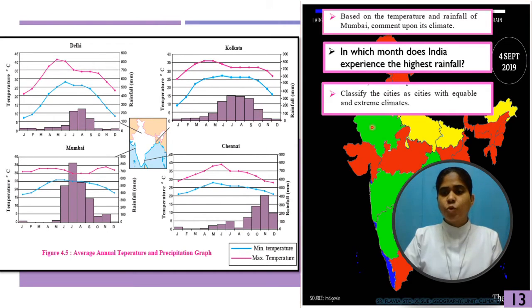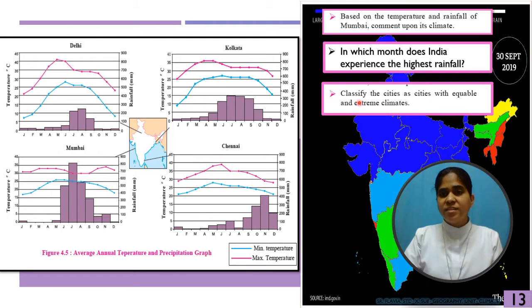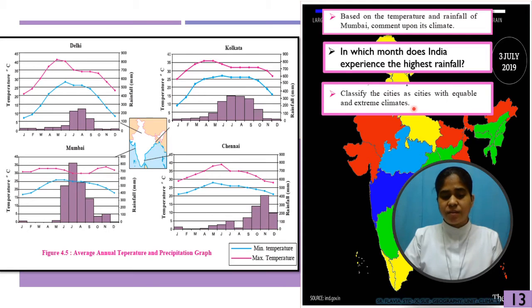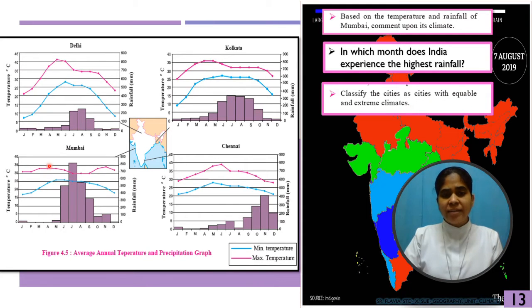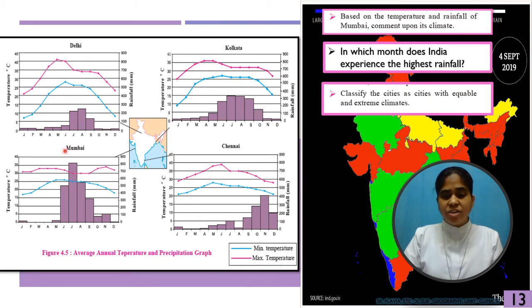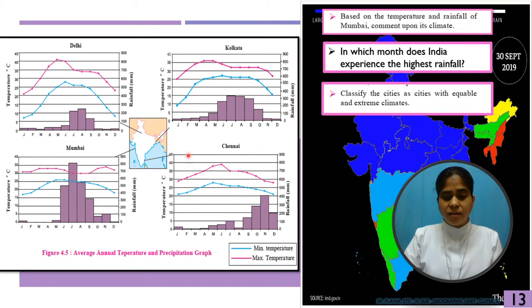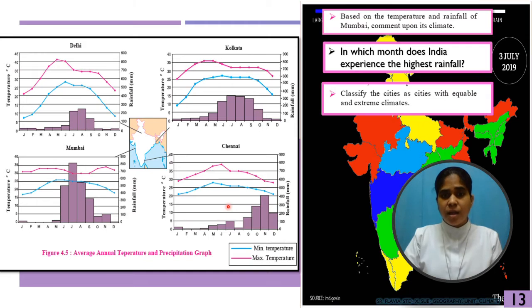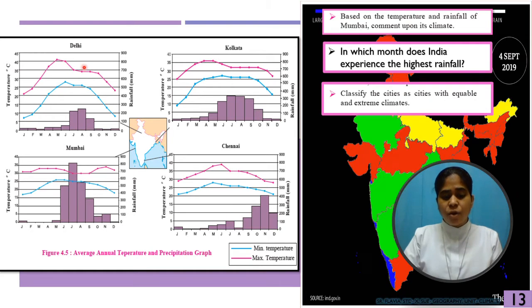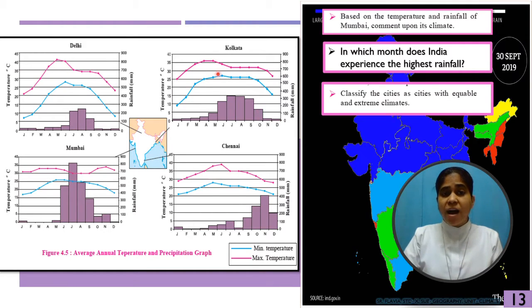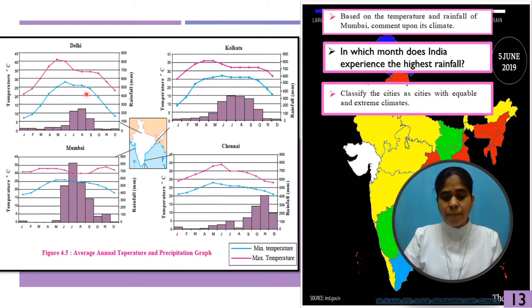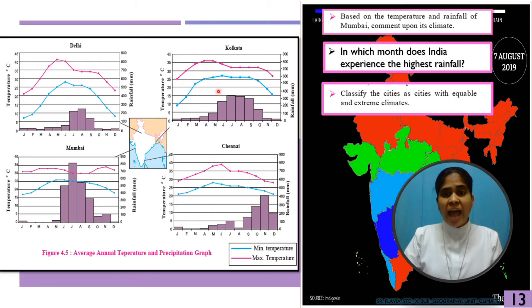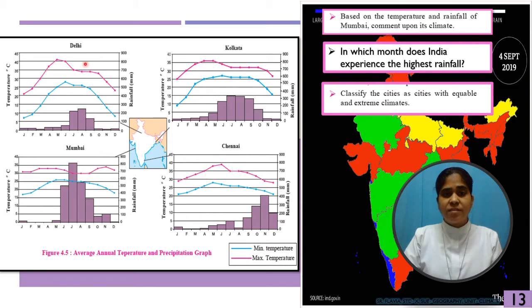The last question. Classify the cities as cities with equable and extreme climates. In Mumbai and Chennai, the variations are less throughout the year, so we can say that they have an equable climate. But if you look at Delhi and Kolkata, there is a vast range of variations in temperatures throughout the year. So Delhi and Kolkata have extreme climates.